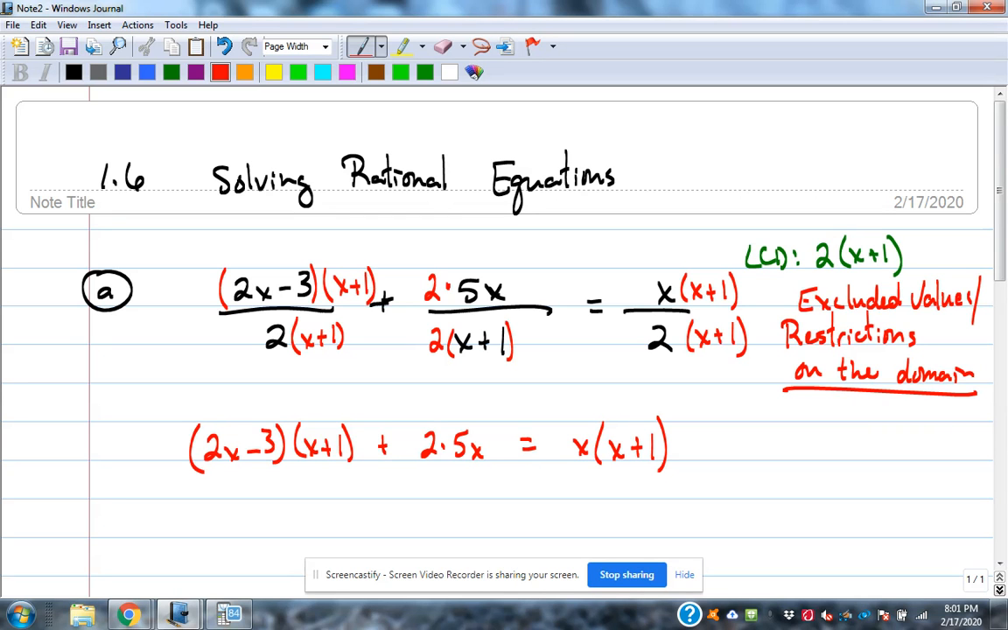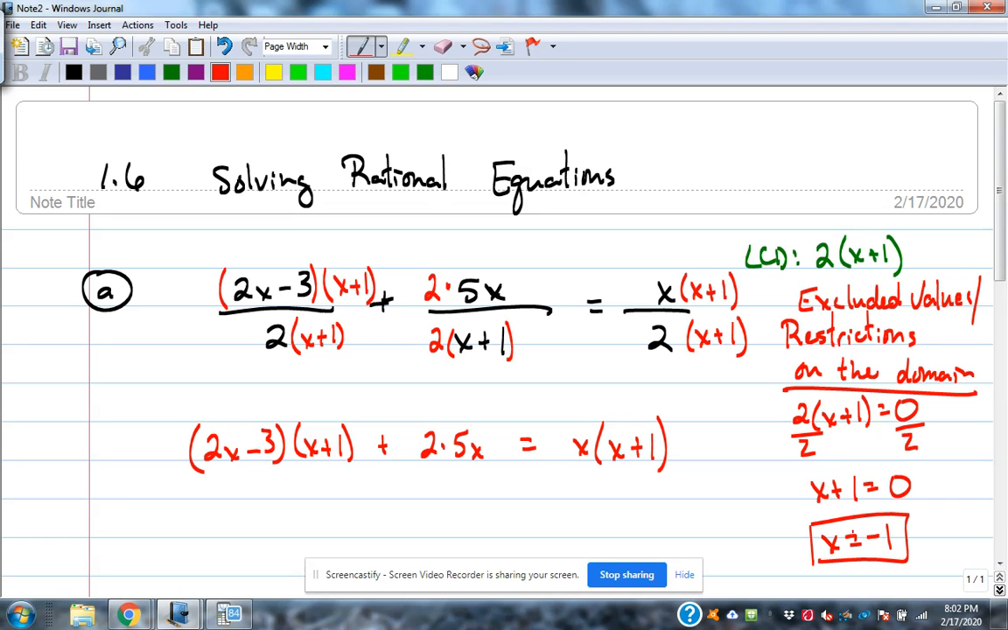All right, so we took all of these rational pieces and made them all have the same denominator, which was our least common denominator. So to find the excluded values or the restrictions on the domain, where does that come from? That thing. Set that thing equal to 0 and solve it, and that gets you your restrictions on the domain or your excluded values. So we're going to find those. So 2 times x plus 1 equals 0. Divide by 2, x plus 1 equals 0. And so x equals negative 1.